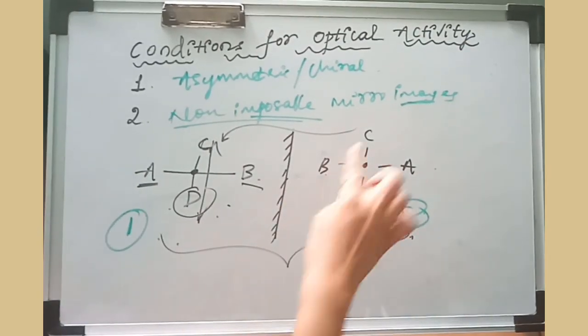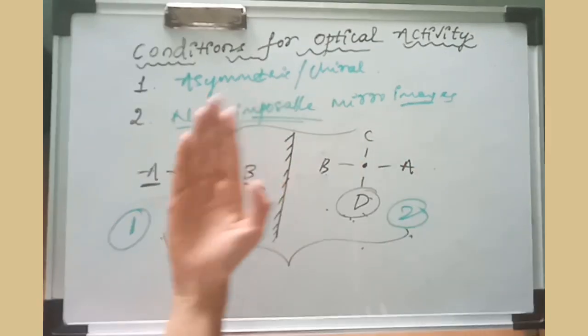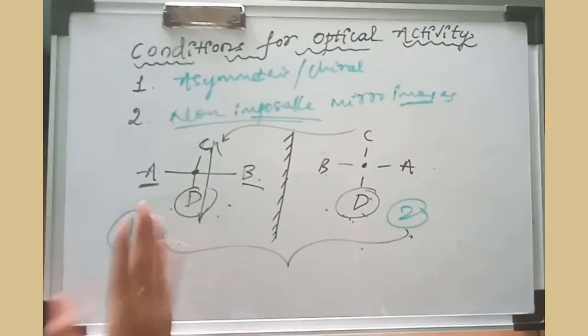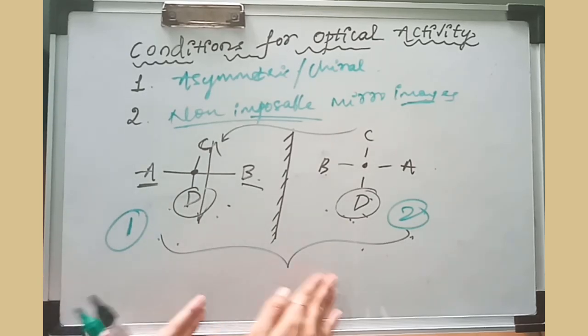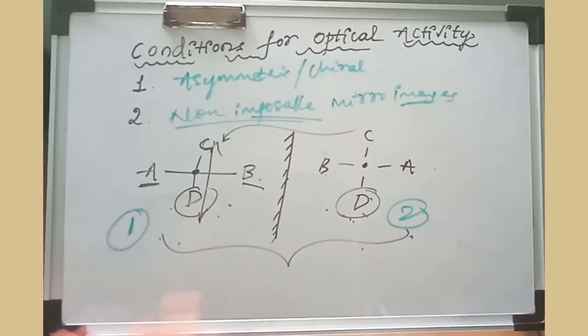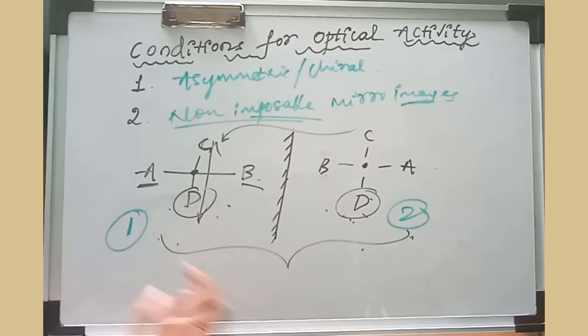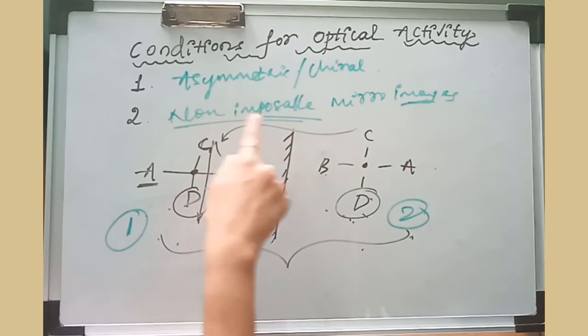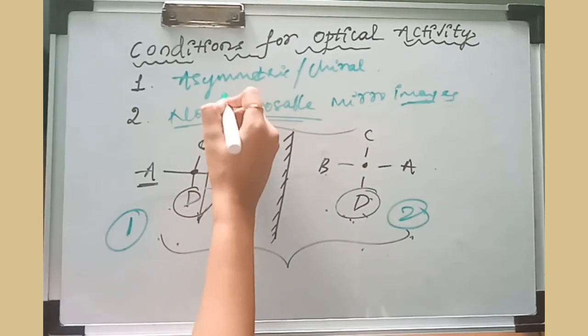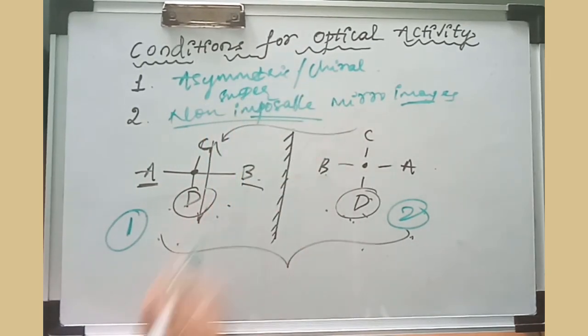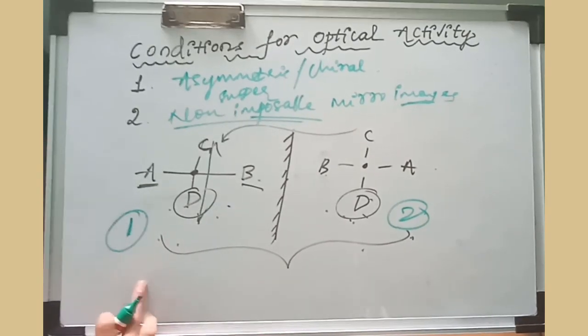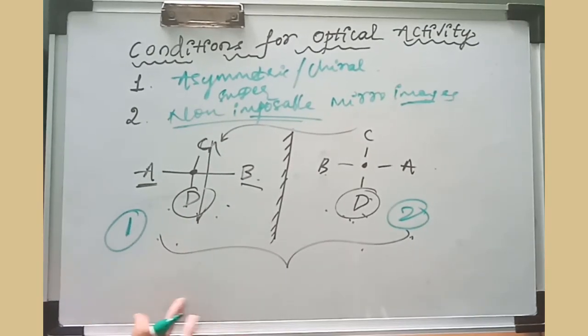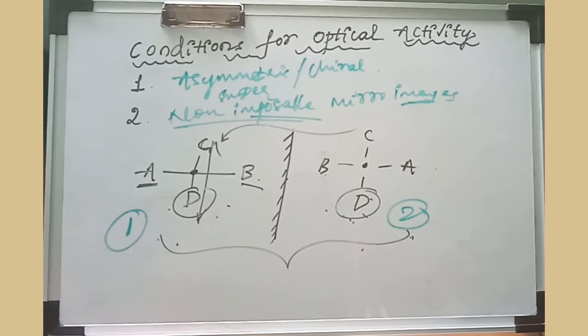That means if all the atoms overlap with the same atoms, then the mirror images are superimposable. If they are overlapping on different atoms, then they are called non-superimposable. They are called non-superimposable mirror images. Remember, the conditions are that a molecule must be chiral, asymmetric, and then non-superimposable mirror images should be there.